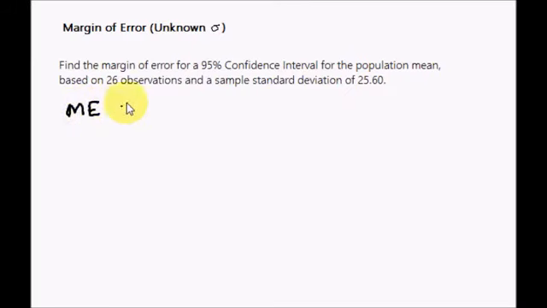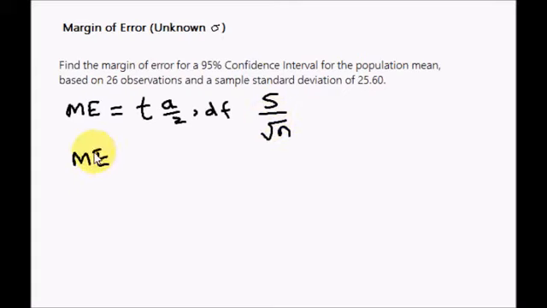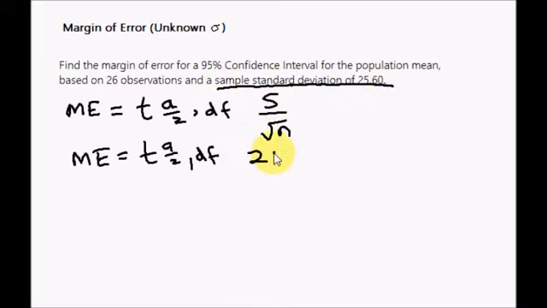The formula for the margin of error when you don't know sigma is t of alpha divided by 2 at a certain number of degrees of freedom, multiplied by s divided by the square root of n. And we'll take one piece at a time. We're given s and n in the question, so I'll just go ahead and pop those in. Sample standard deviation, s, is 25.6. n is my sample size, that is 26.